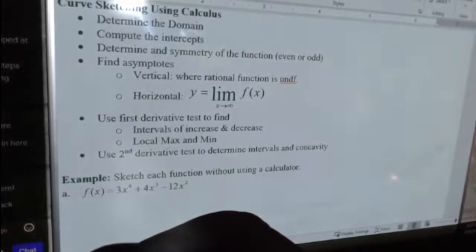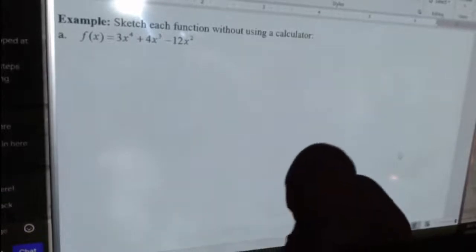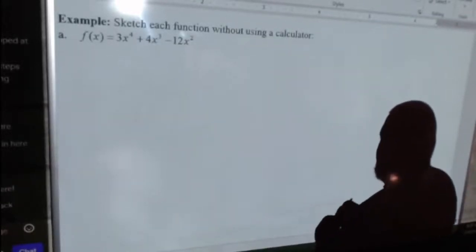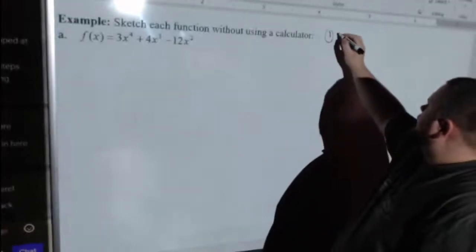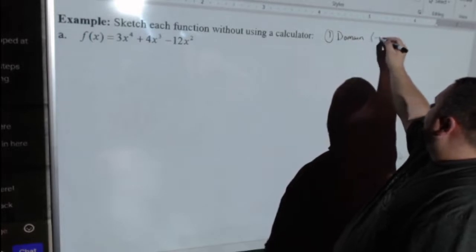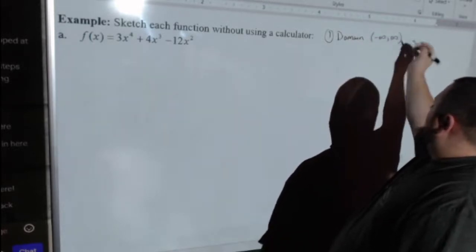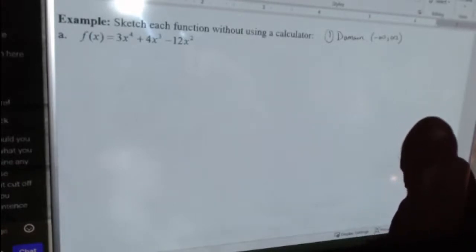And I may have to frequently scroll to look at the other things that we need to do. So first thing is domain. This is a polynomial. My domain is all real numbers, or minus infinity to infinity.